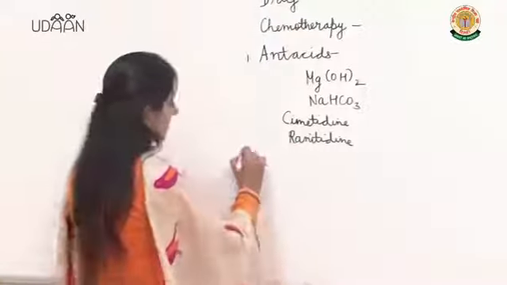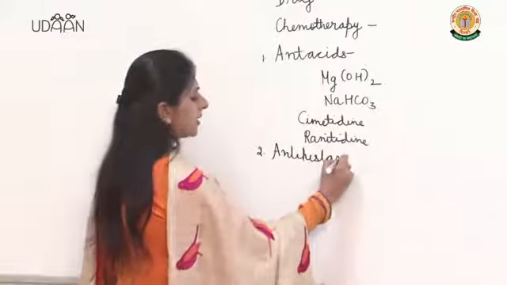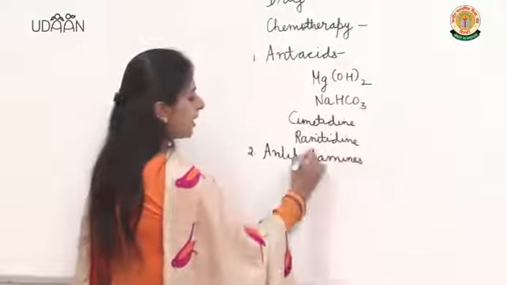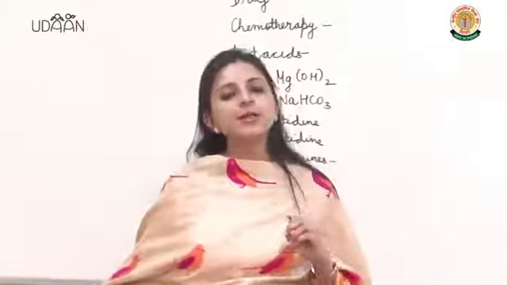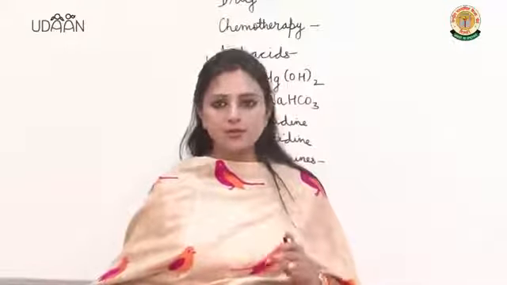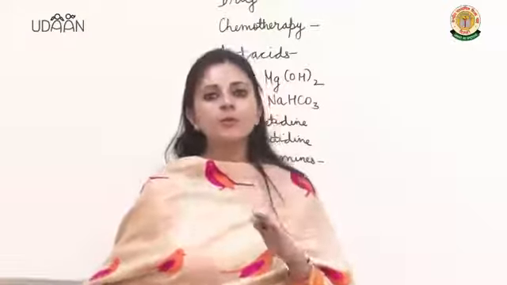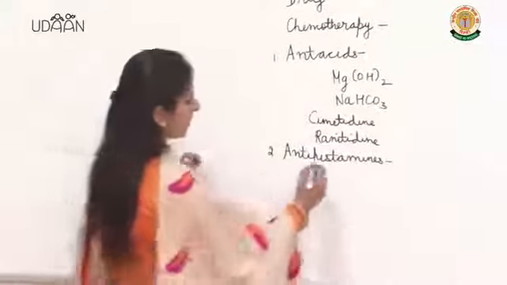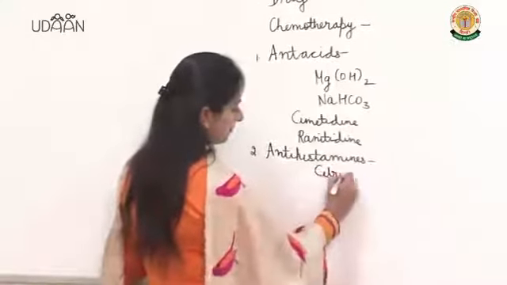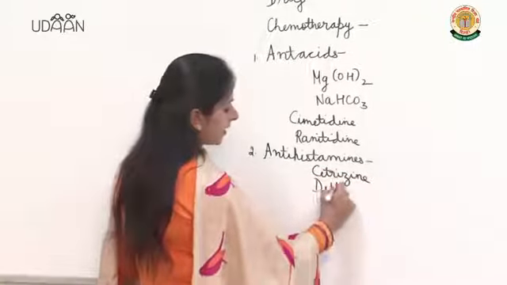Now what are antihistamines? Antihistamines are the drugs which can be used against the histamines which are produced in the body. They are the allergy causing substances. So that which stops the histamines, stops their action, they are known as antihistamines. For example, cetirizine, diphenhydramine.